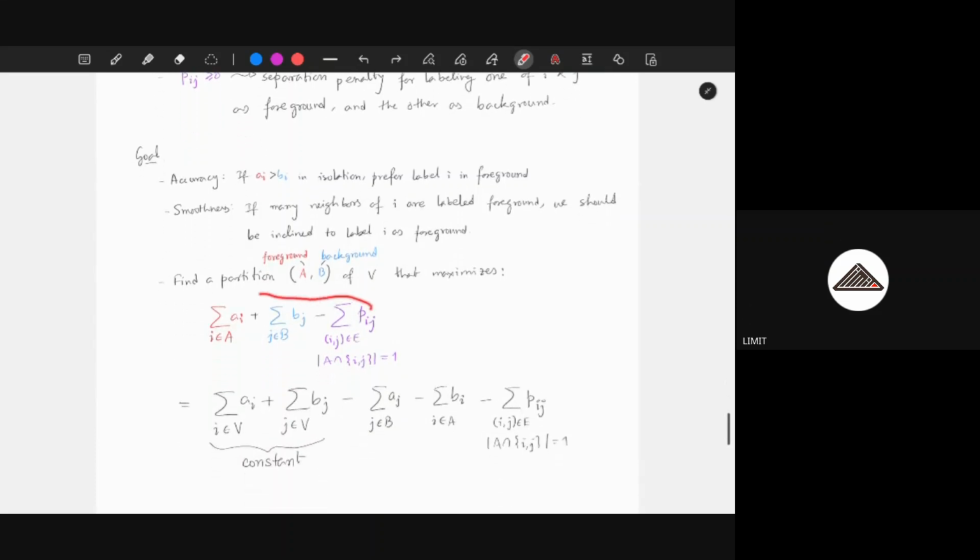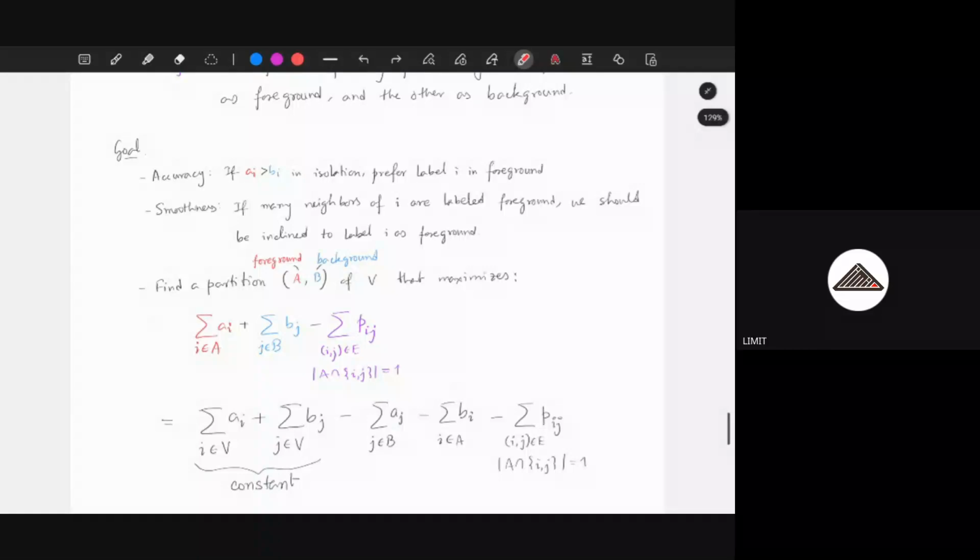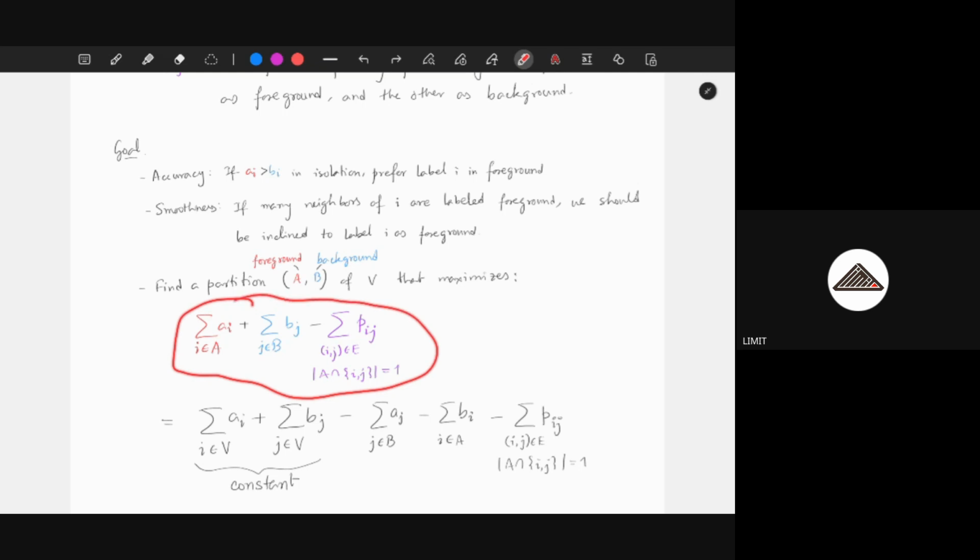And what do we want to do? We wanted a partition of the pixels, A comma B. Now you can see why I wrote it like this, A comma B. This basically will give you a cut so that this value becomes maximized: whatever you have in the foreground, whatever you have in the background, minus the penalty. You need to minimize the penalty and maximize this.